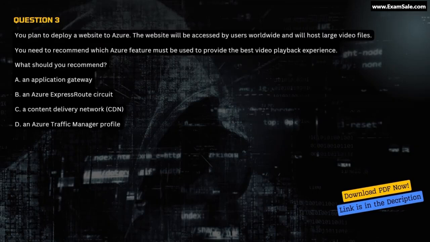Question 3. You plan to deploy a website to Azure. The website will be accessed by users worldwide and will host large video files. You need to recommend which Azure feature must be used to provide the best video playback experience. What should you recommend? A. An application gateway. B. An Azure ExpressRoute circuit. C. A content delivery network (CDN). D. An Azure Traffic Manager profile. Correct answer C. A content delivery network (CDN).